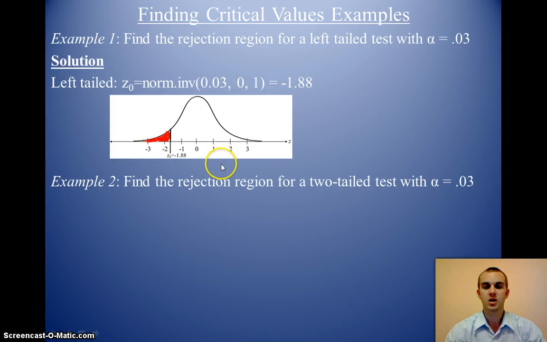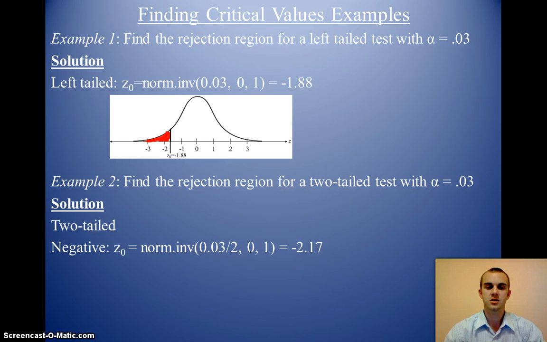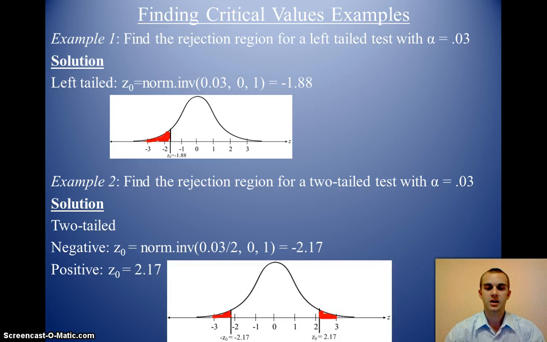If I wanted to do a two-tailed test for alpha of 0.03, I'd first want to find the lower tail, and I get negative 2.17. Then I also know that the upper tail is the positive version of that, so positive 2.17. I place both of them onto the standard normal distribution graph, and here are my two rejection regions in this case.